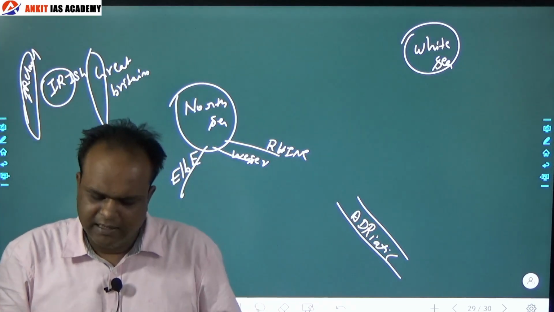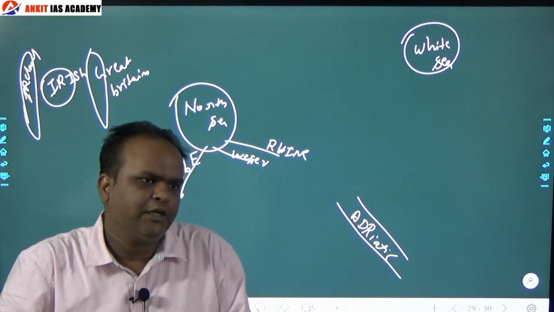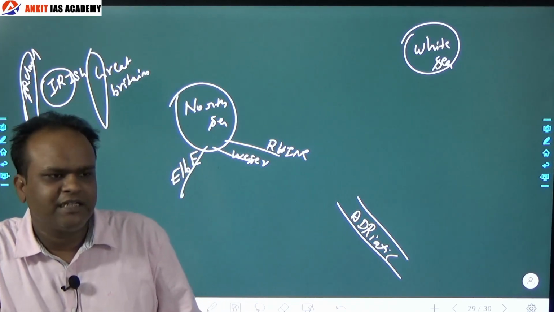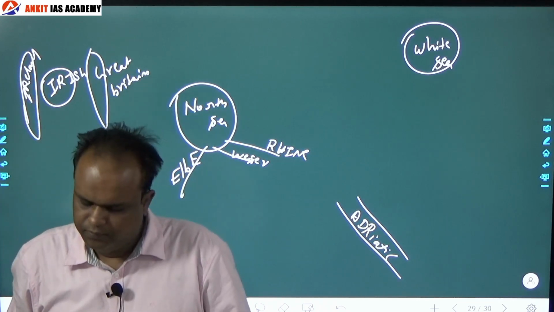Just one more statement is there. The Po river drains into it, and it is located to the eastern side of Italy.